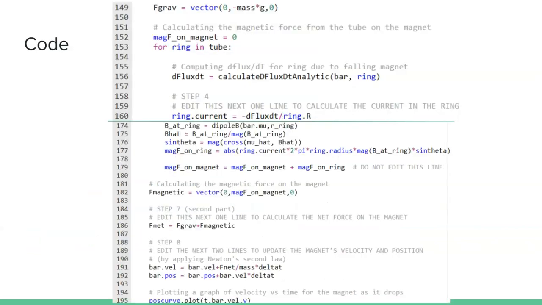There's more code for making the force of gravity, and then also dflux dt using the function defined earlier, and then doing the ring current as well. And then below that is the magnetic field at the ring, B hat, and other things. And then towards the bottom is finding F net by combining the force of gravity with the magnetic force, and then setting the bar velocity and bar position.